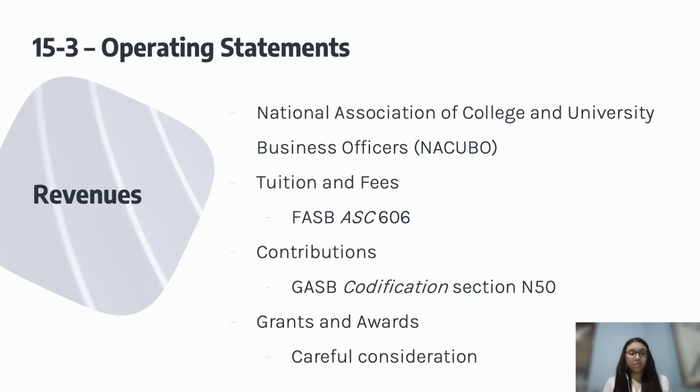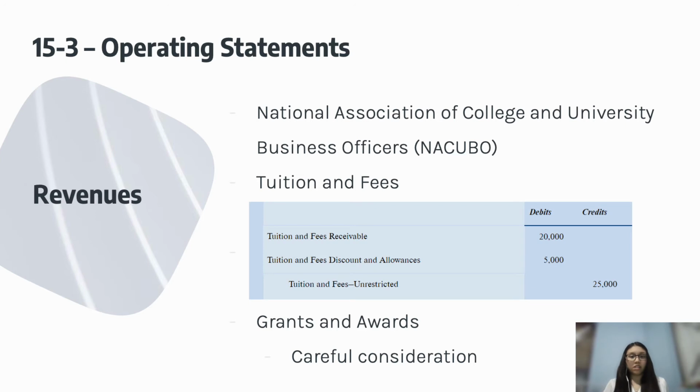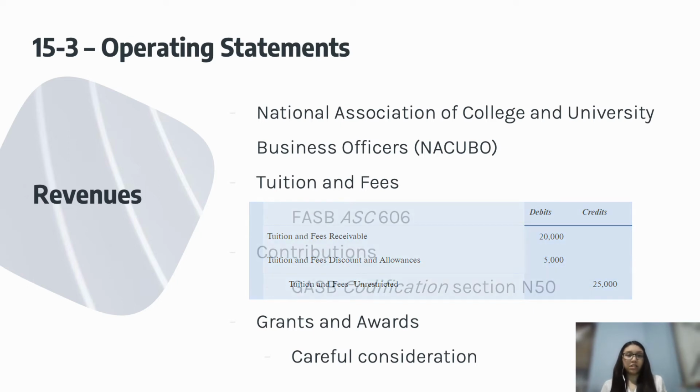Examples of the revenue accounts other than those listed here are appropriations, typically from the state, investment income, and auxiliary services. Under tuition and fees, GASB recognizes gross tuition and fees as revenue, even though some of it will be offset by tuition waivers, scholarships, and fellowships. Just as an example, this is what the journal entry is for tuition and fees under GASB, and as you can see, the contra account here is used to report net tuition and fees on the financial statements.